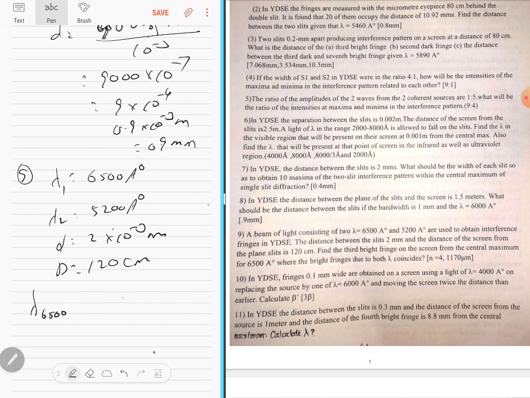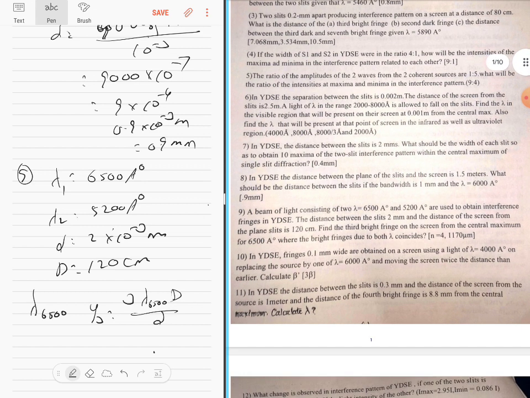So for 6500 Angstrom you have to find the third bright fringe. It's only interference. So 3 into lambda into capital D by small d will be the position of the third bright fringe. Find the least distance from the central maxima where the bright fringes due to both wavelengths coincide.